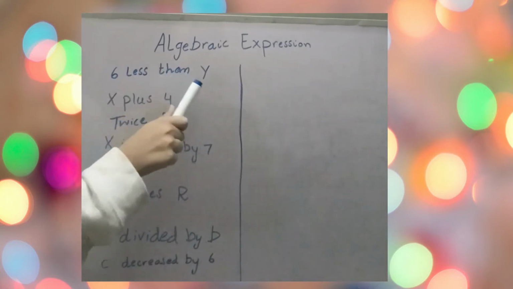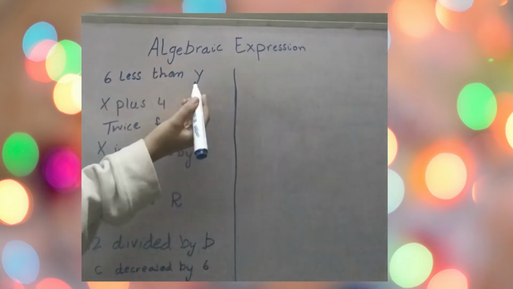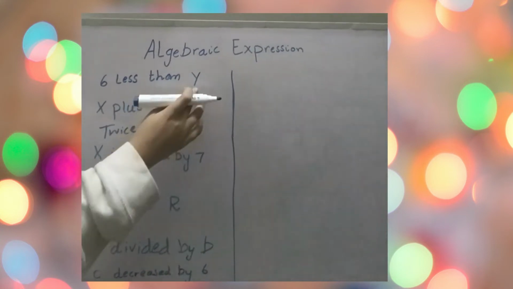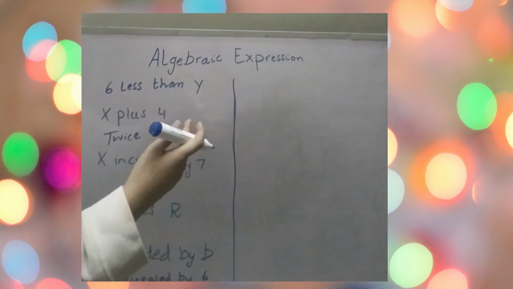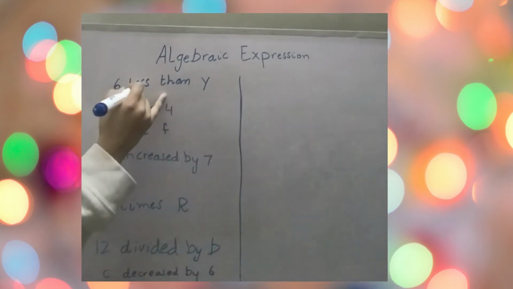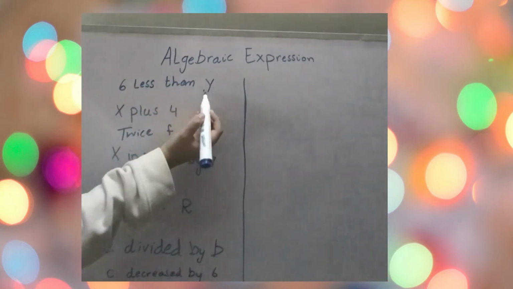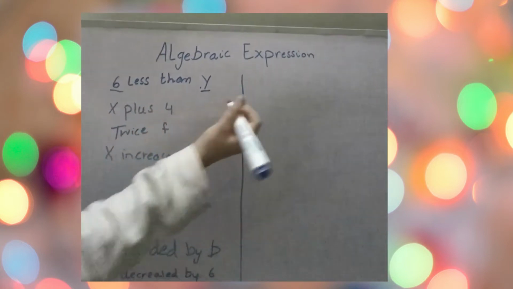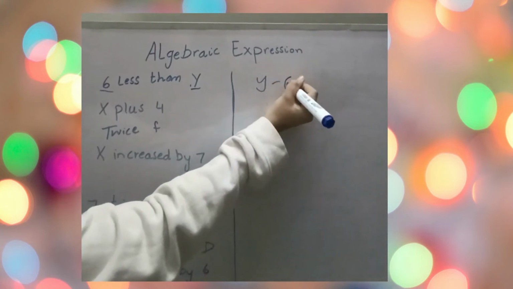6 less than y. And here we have 6 less than y. In algebra we write an alphabet. This alphabet is unknown because we don't know it, but it's written in the statement. So when we have this expression less than, we have to switch the y and the 6 positions. So that would be y subtracted by 6.